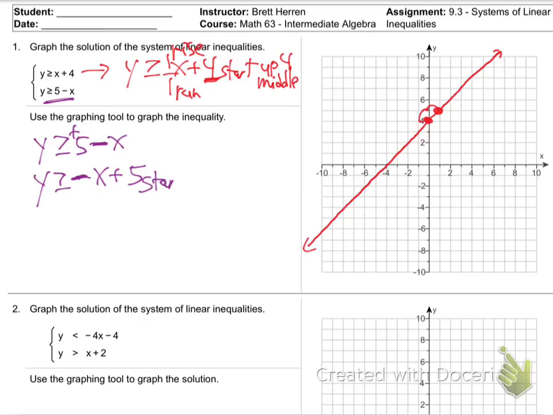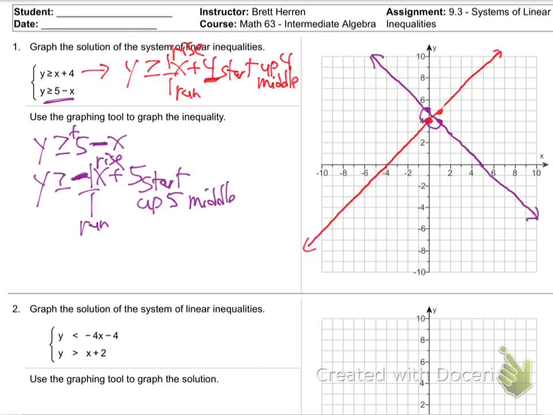So we start up 5 in the middle for this one. So that'd be right there. And then from there, it's 1 over 1, but it's negative. So rise over run means you go down 1 over 1, so it's right there, so that we connect the dots. Like that. There we go. So there's the two lines. This one started at 5 and went down 1 over 1.